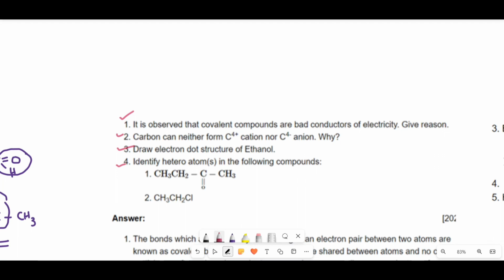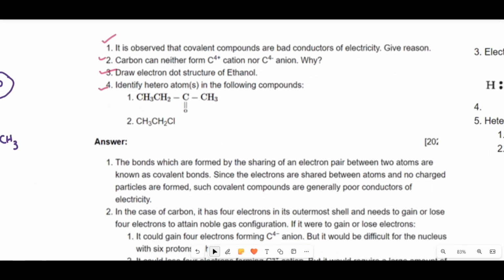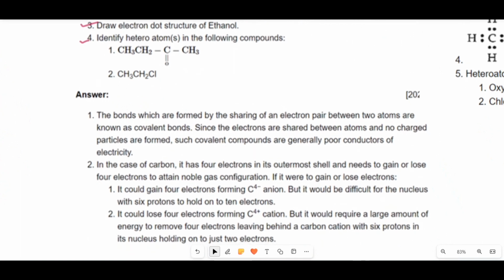Okay. So the first question is: carbon compounds are poor conductors of electricity. What is the reason? Usually carbon forms covalent bonds. Now, since the electrons are shared between the atoms, no charged particles are formed here. Such covalent compounds are generally poor conductors of electricity.